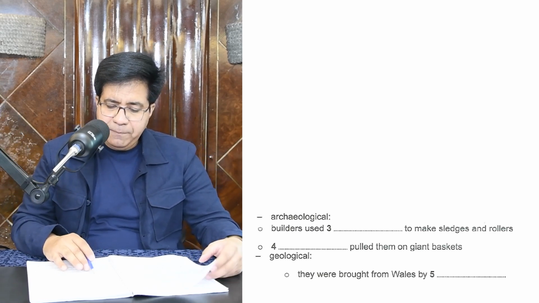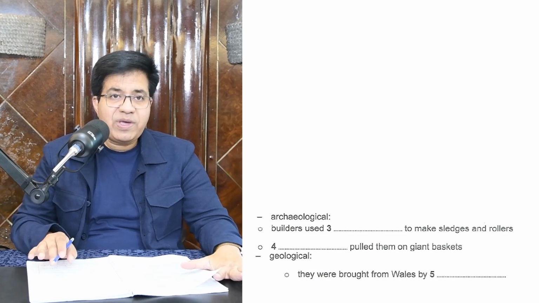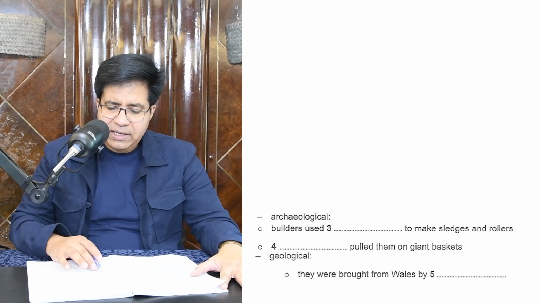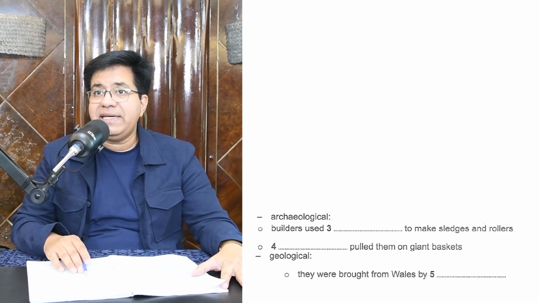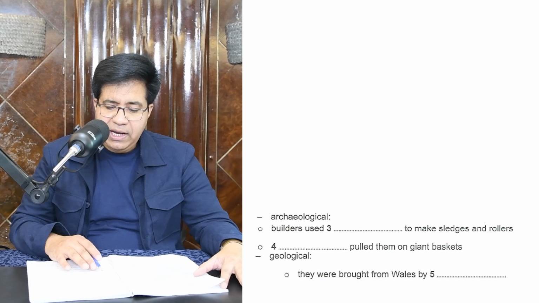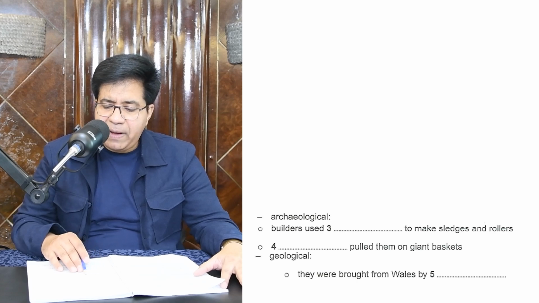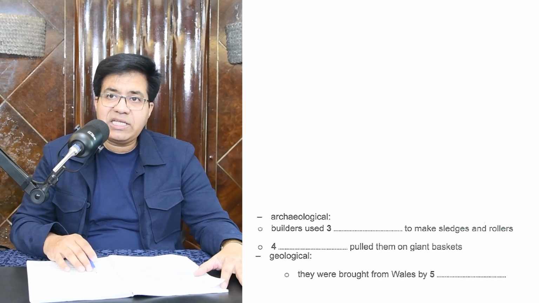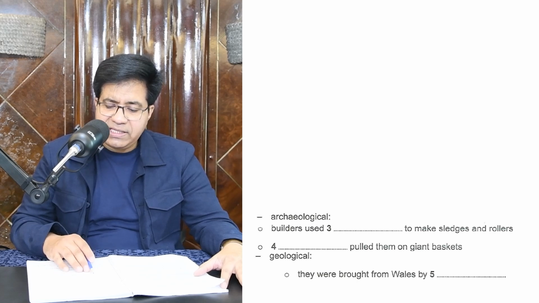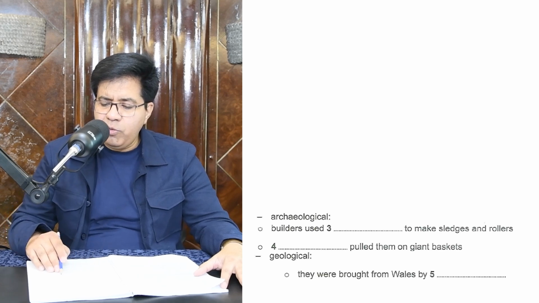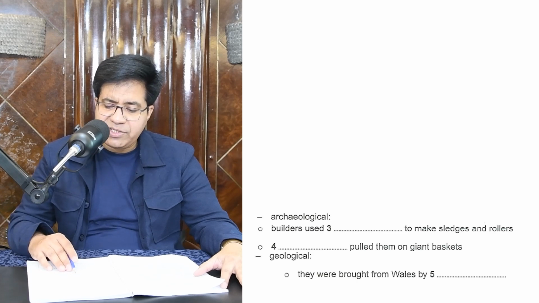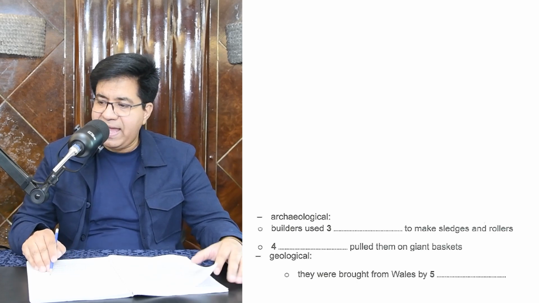Stage 2, blue stones, but there is no question about it. Then they say Presley Hills and all that. So blue stone and Presley Hills, they are our clue words. And then they say theories about the transportation of the blue stones. One theory is archaeological theory. And there they say builders used dash to make sledges and rollers. Now what is it that builders used to make sledges and rollers?